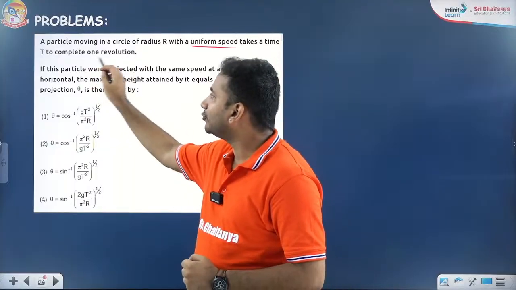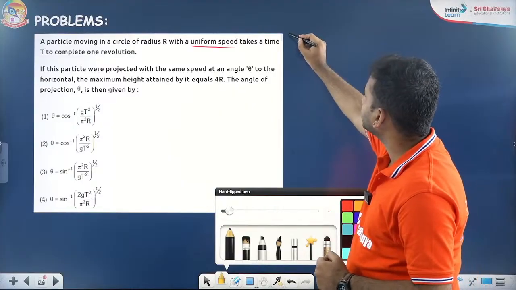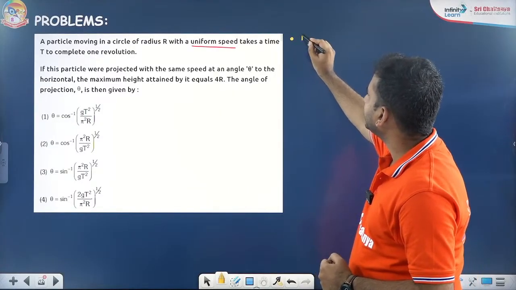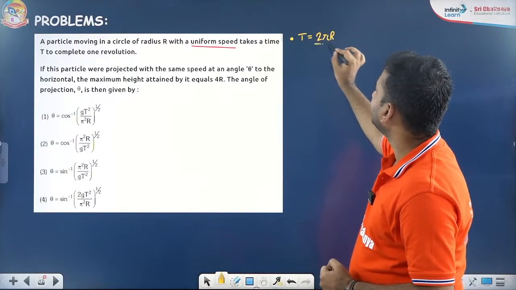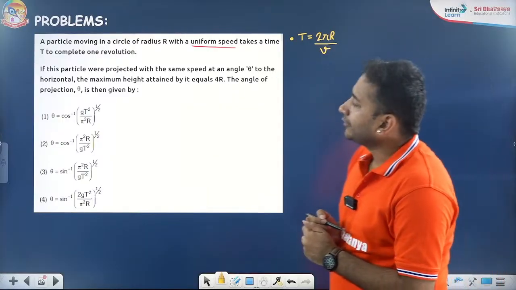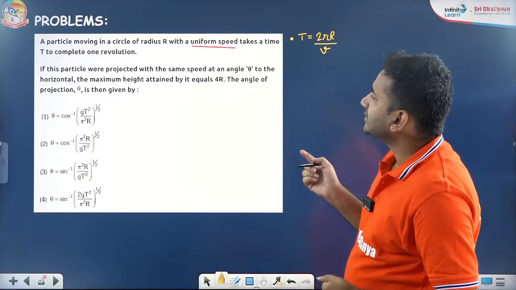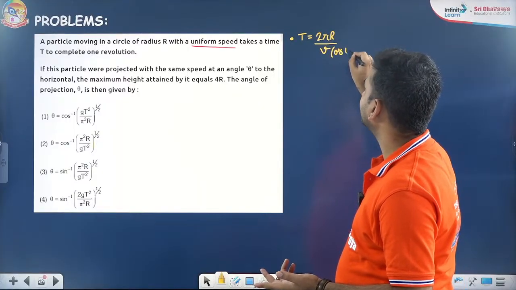The particle takes a time t to complete one revolution. So from the first line, what I can conclude is that this t will be equal to 2 pi r by v. If this particle were projected with the same speed, the v is same, or velocity of projection, let me write it as u.